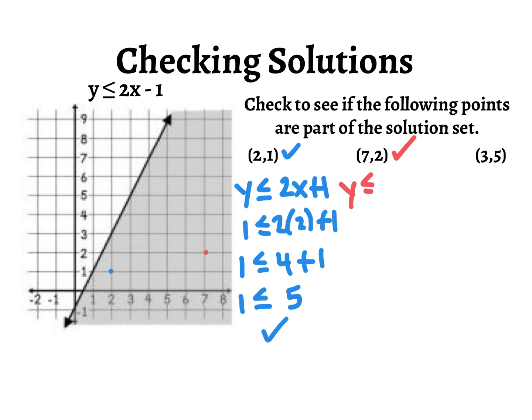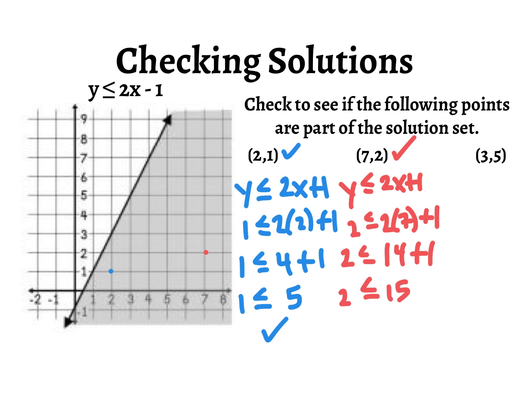Y less than or equal to 2x plus 1. Plug in 2 for y. 2 should be less than or equal to 2 times 7 plus 1. We do parentheses first. So 2 is less than or equal to 2 times 7 is 14 plus 1. And 14 plus 1 is 15. 2 is always going to be less than or equal to 15. Check. Let's try 3, 5.